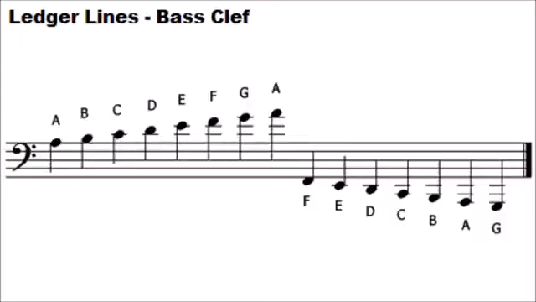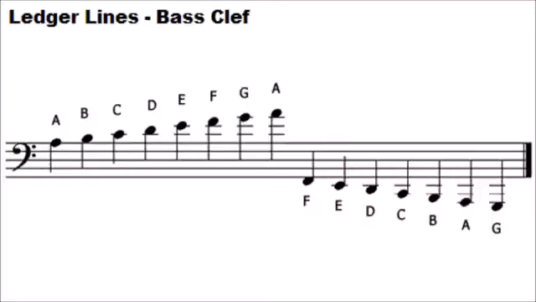But if we need to add the note after D, which is E, we would need another ledger line. This would give us 2 ledger lines. Then the note after E is F. The note G would now be placed on yet another ledger line, giving us a total of 3 ledger lines.